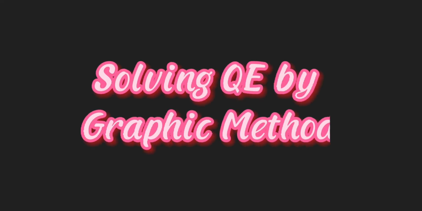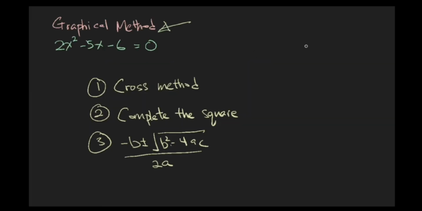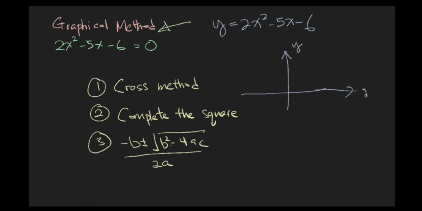Solving quadratic equation by graphic method. If I set y to be equal to 2x squared minus 5x minus 6, and if I can plot a graph, an xy graph, it will look something like that, and this curve will be y equals 2x squared minus 5x minus 6.